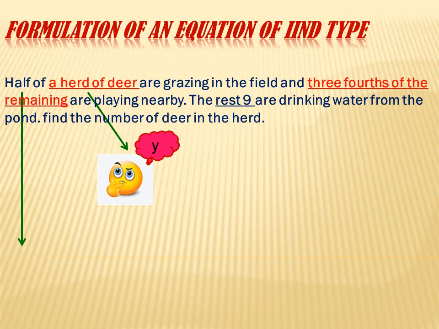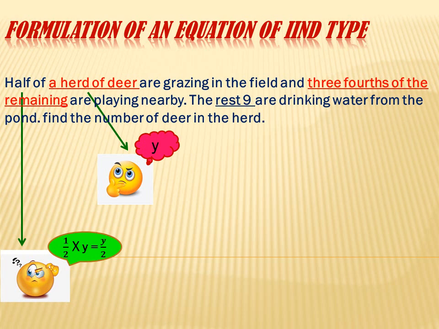Of is a mathematical operator, that means multiplication. So half into number of deer we have taken as y. So half into y, that will give you y by 2. Now let us move to the next part.